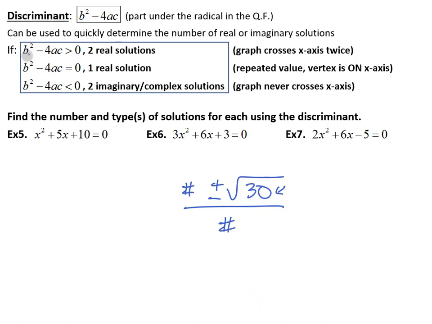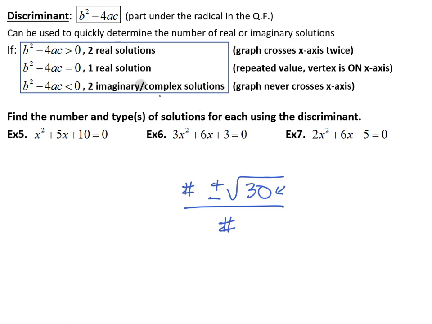So that's what this says. If the part under the radical, the b squared minus 4ac, is any positive number after you do that calculation, you will get two real solutions. Okay, and what that means, if you're getting two real solutions to your quadratic, if you graphed it, it will cross the x-axis twice.